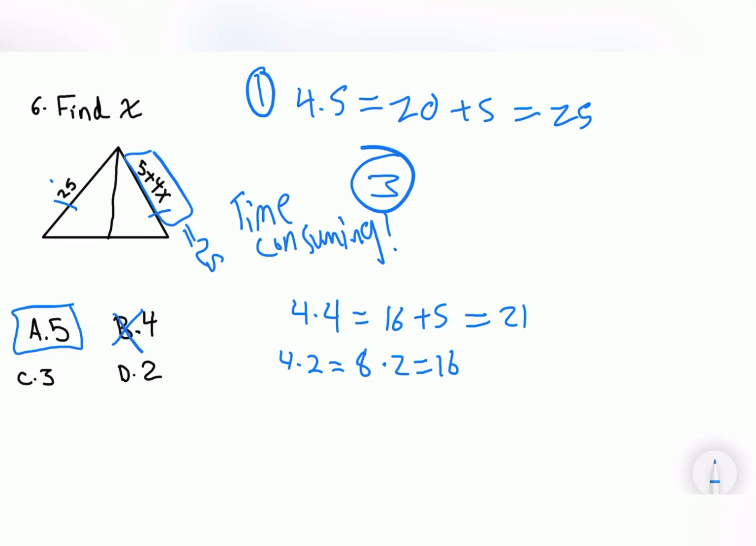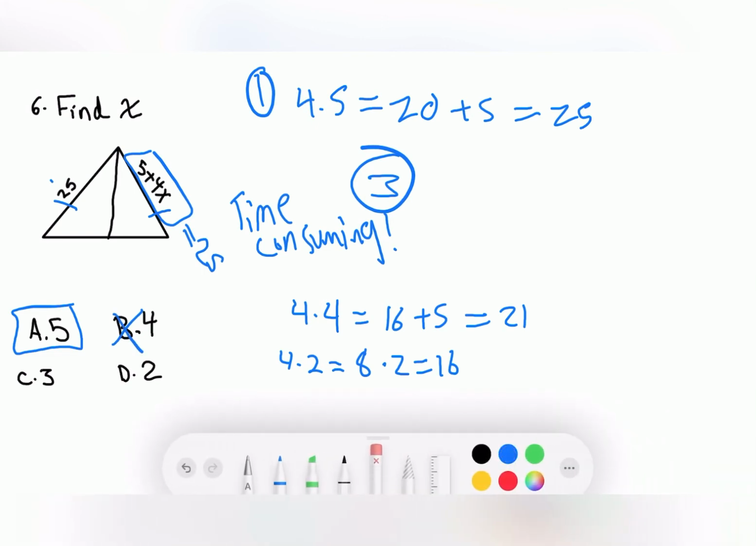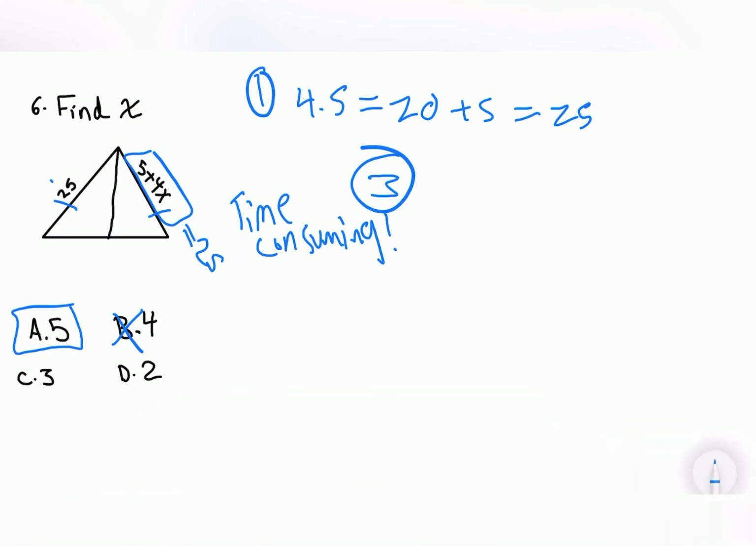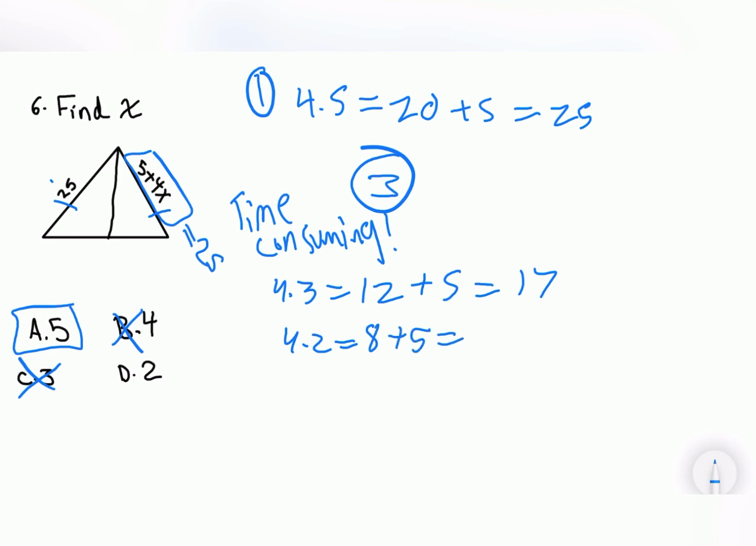Let's plug in the other values. Okay, let's plug in 3. So 4 times 3 equals 12, and 12 plus 5 equals 17, and that is not 25. So again, we have to cancel this. And what is 4 times 2? It equals 8, and 8 plus 5 equals 13. That's not it, once again. So now we can double check that our answer is A.